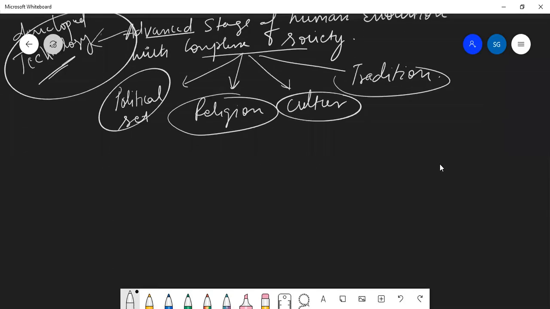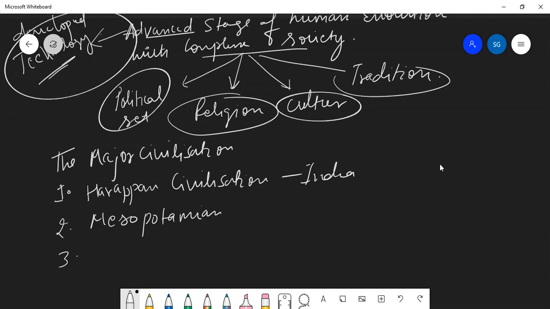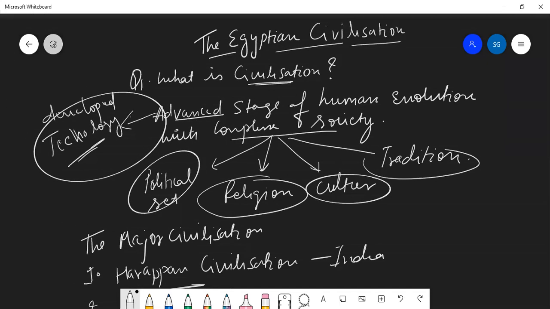If we talk about the major civilizations of the world, we have the Harappan, which is in India, then Mesopotamian, then Chinese. We are going to study all of these. But as per the syllabus, we will study Egyptian civilization first, then Mesopotamian, then Chinese, and Harappan last, because Harappan is synchronized with the Vedic age. So I hope it is clear what a civilization is.